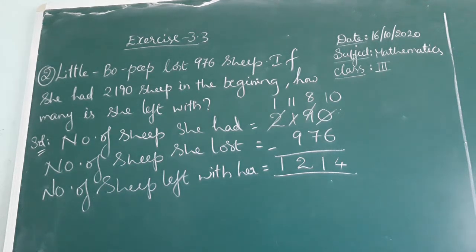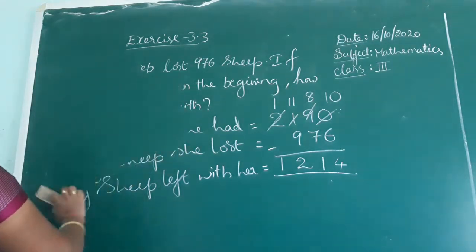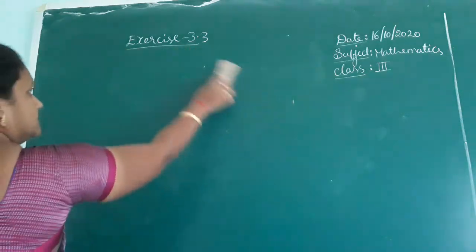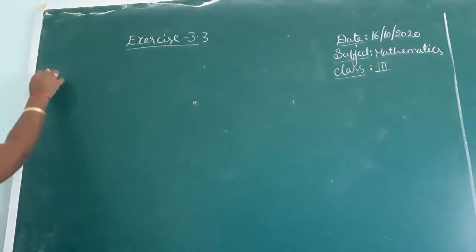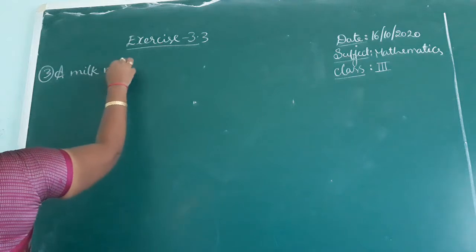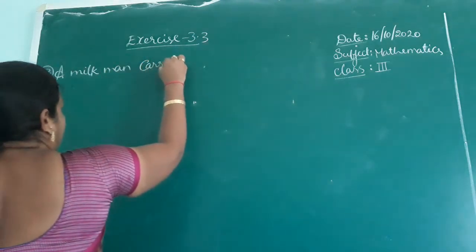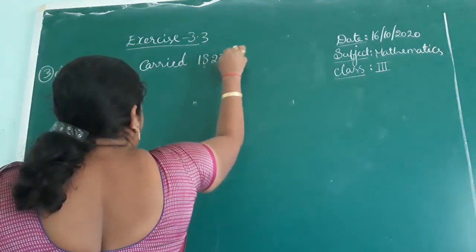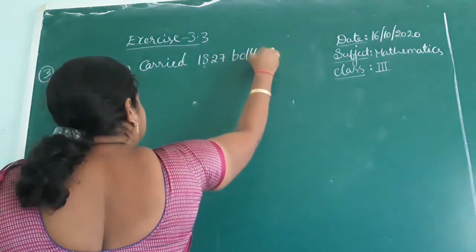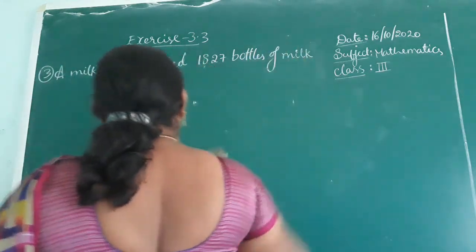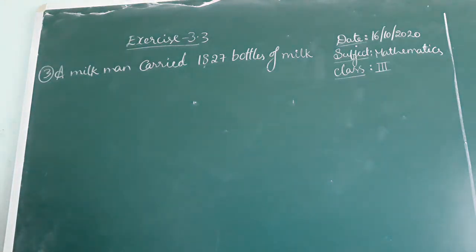Third one. A milkman carried 1827 bottles of milk in his truck.